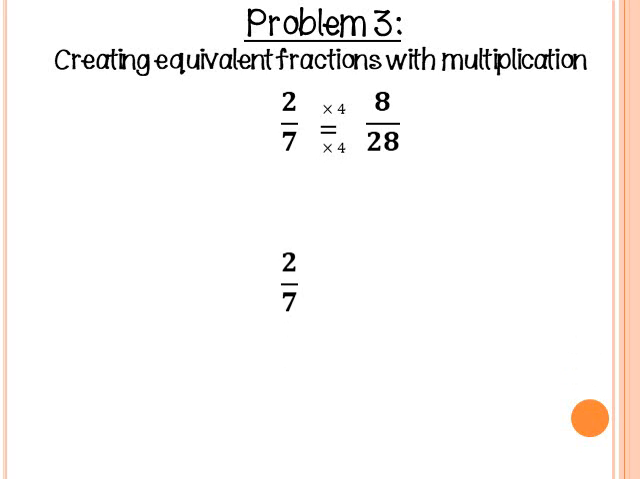I have one more example to show you for this problem number 3. I'm going to use 6. 2 times 6 is 12, and 7 times 6 is 42, so 12/42 is equivalent to 2/7.